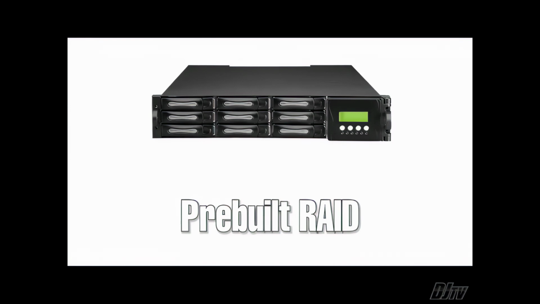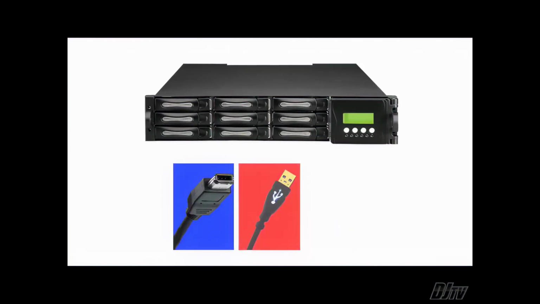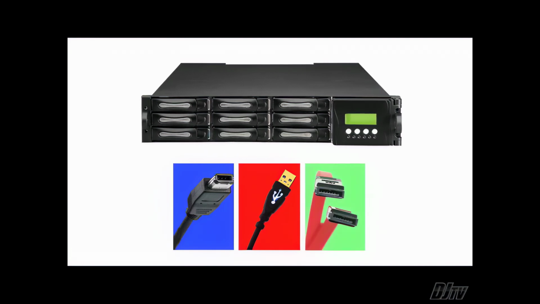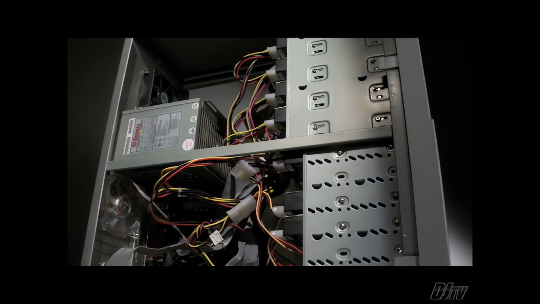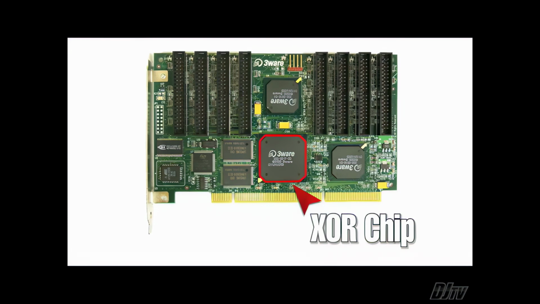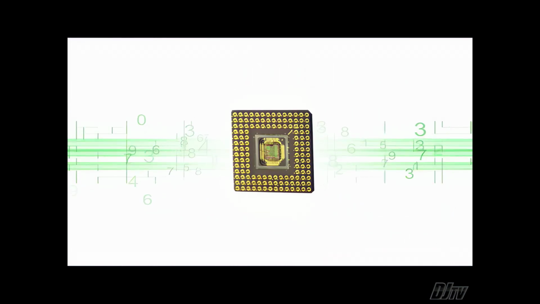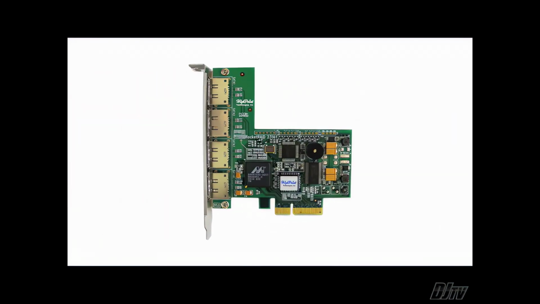The easiest and most convenient way is to buy a pre-built external RAID that connects to your computer via a FireWire, USB 2, or even an external SATA connection. One thing to look for in a turnkey solution like this is a hardware XOR chip, which is used for parity calculations. These calculations can be handled by software using your CPU, but a dedicated hardware chip is the best way to go.